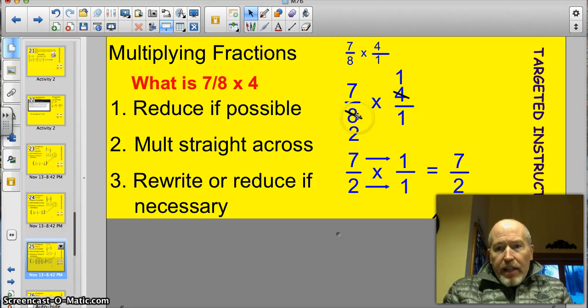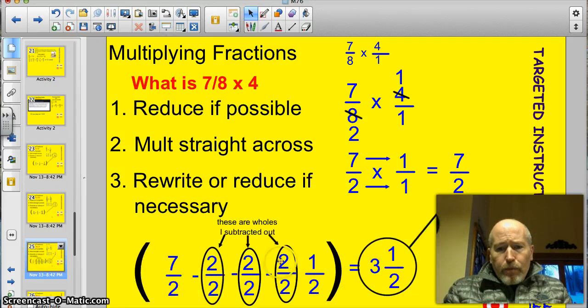Well, I can divide these two numbers here by 4. 4 goes in there 1 time. 4 goes in there 2 times. So now I have new fractions. 7 halves times 1 over 1. And I love it when this happens. 7 times 1 is 7. 2 times 1 is 2. I've got 7 halves. Rewrite or reduce if necessary. Yeah, because that's an improper fraction.